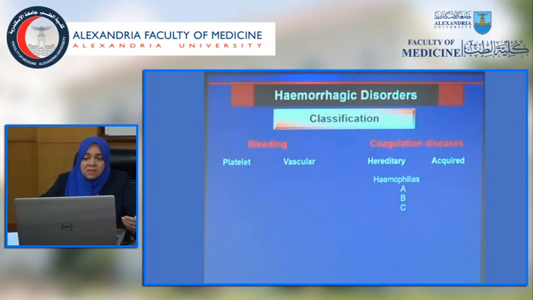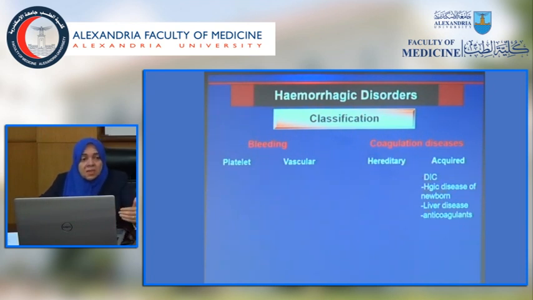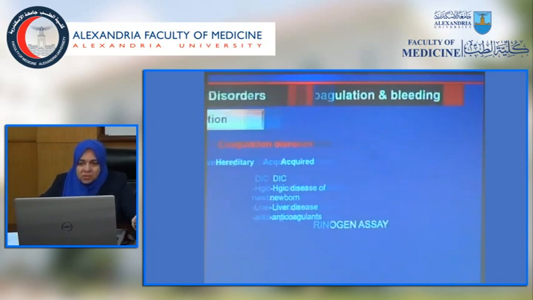Coagulation diseases, we will start with the hemophilias, hemophilia A, B, and C, or acquired, like in disseminated intravascular coagulation. I will discuss this one later. Hemorrhagic disease of the newborn, you will take this one in the neonatology section. This will be due to vitamin K deficiency in the newborn patient. Liver diseases, as you know that the liver is the major site of production of most of the coagulation factors, and children taking anticoagulants, although this one is a little bit rare in children.